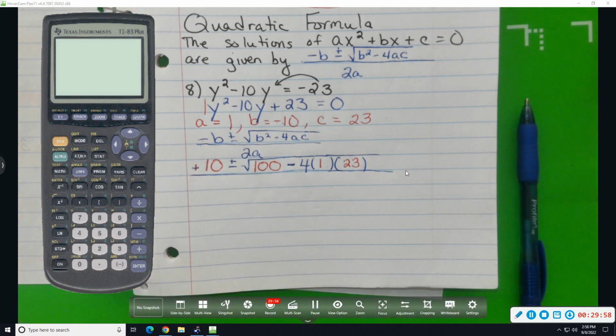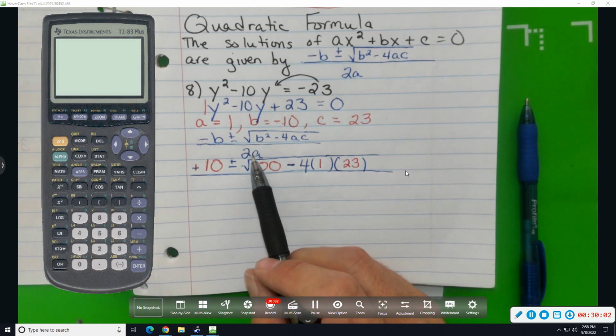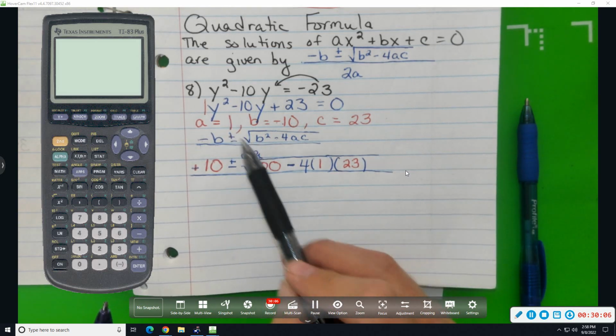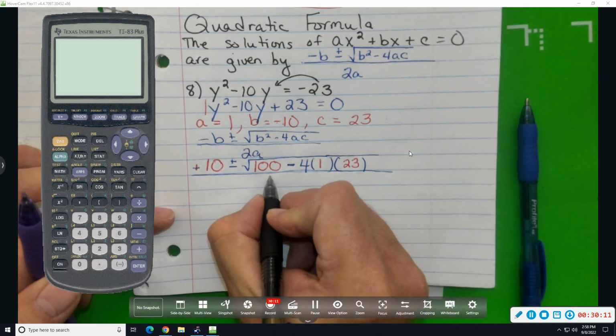Now, what about the bottom? The 2 times a, do I need to show steps for that, or can I do that in my head? You can do that in your head. If I replace the a with a 1, 2 times 1 is 2.